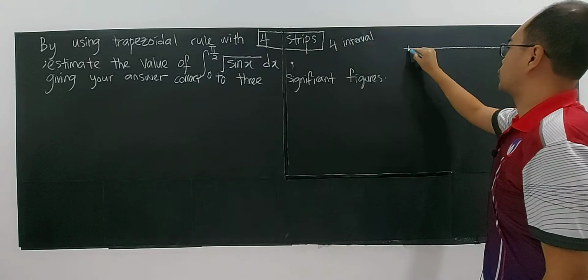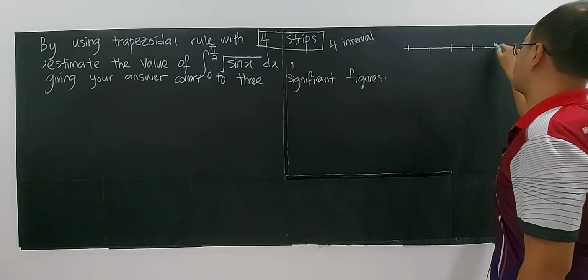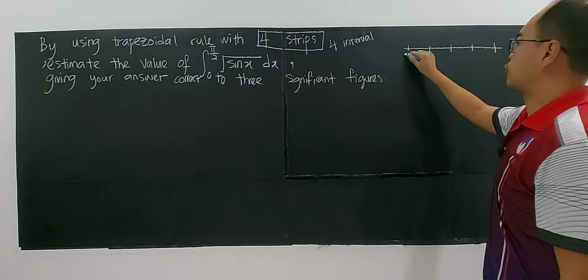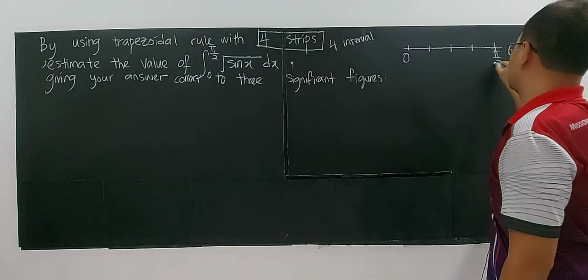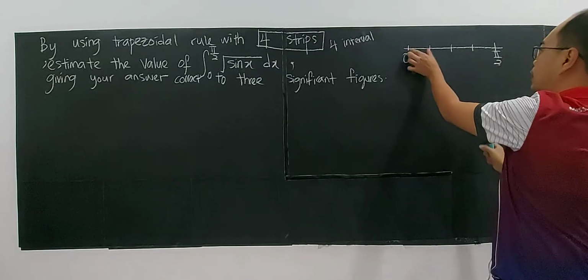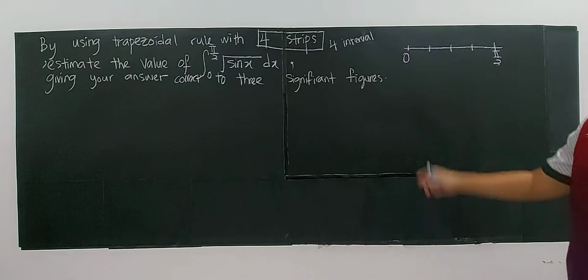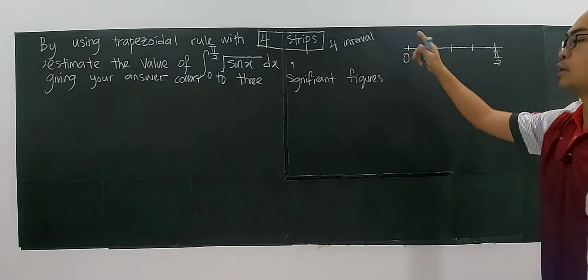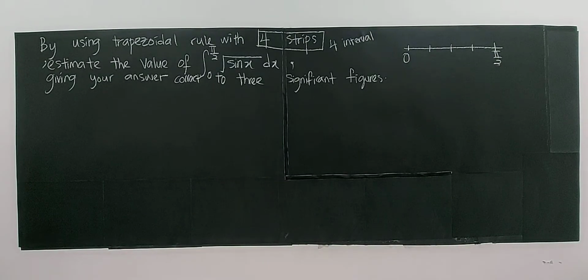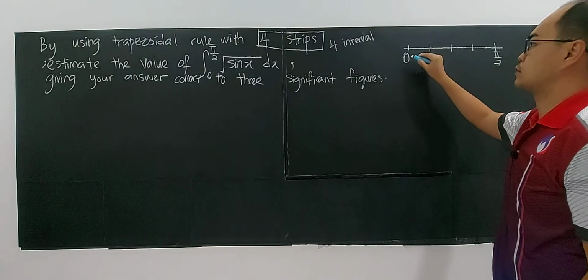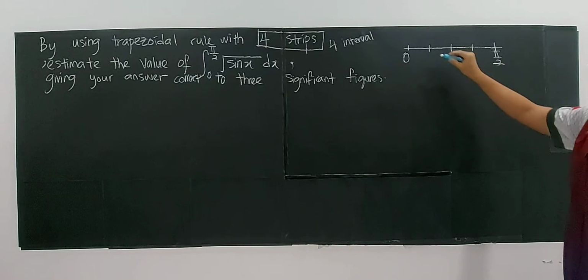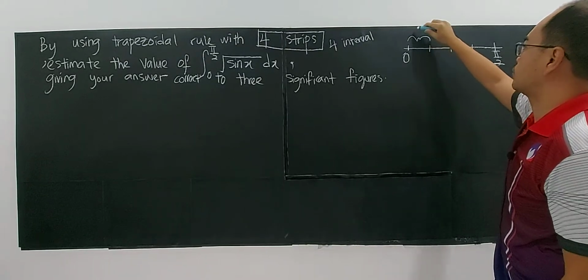So that means you have 1, 2, 3, 4, 5 ordinates. With 4 strips, from 0 to pi over 2, you have 1, 2, 3, 4 strips, or 4 sub-intervals, which is the same as 5 ordinates. That's very simple. For now I have to find the h, and this is your A and this is your B. So we have to find the h value, which is the length of each strip.